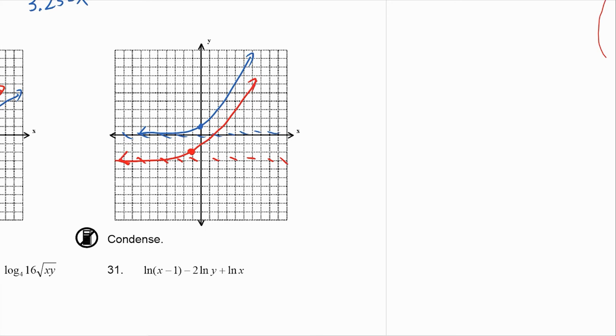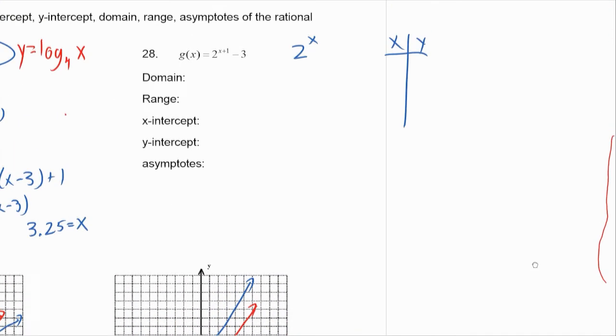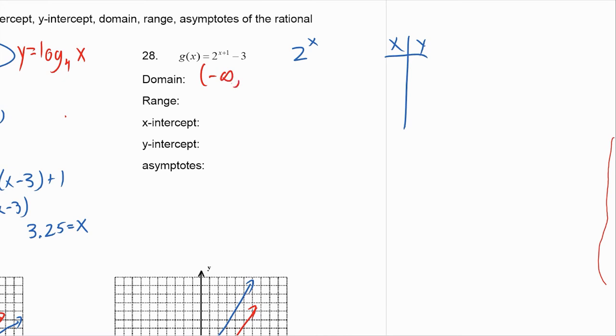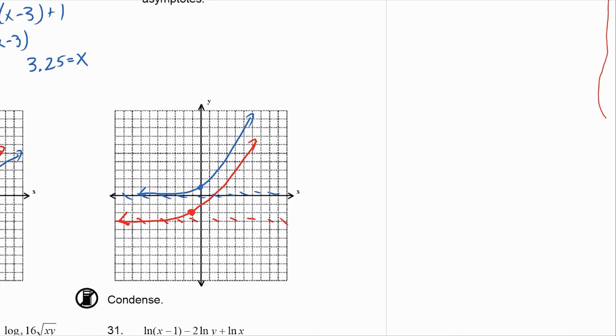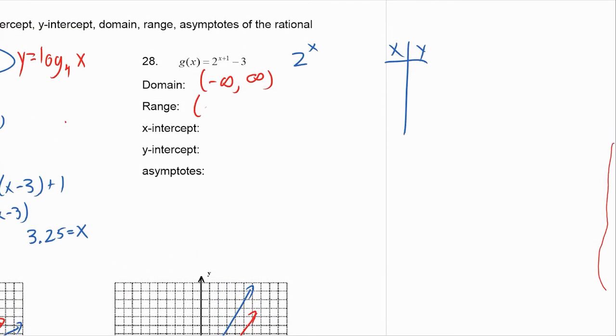Okay, now let's figure out the domain and range. Domain is going to be negative infinity to positive infinity. The range, on the other hand, since the lowest value goes down to negative 3 but goes all the way up to infinity, we're going to say negative 3 to infinity.